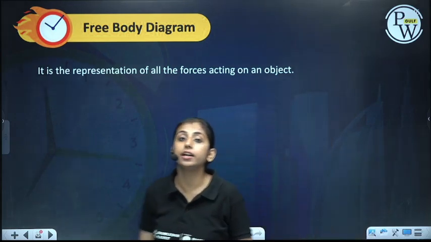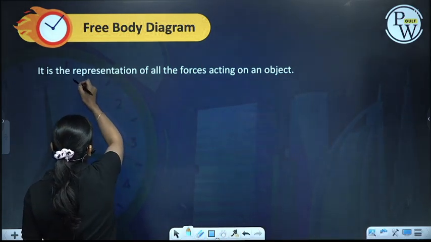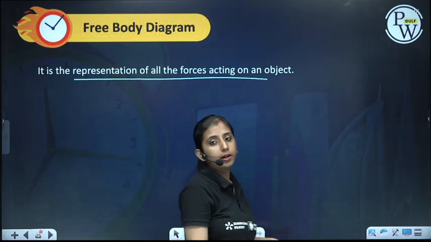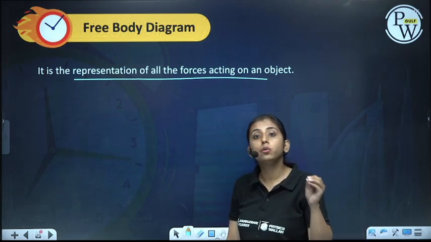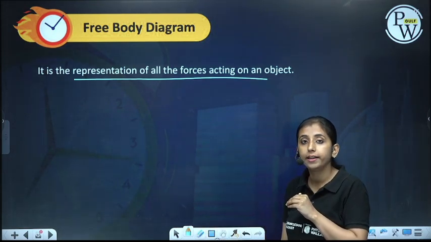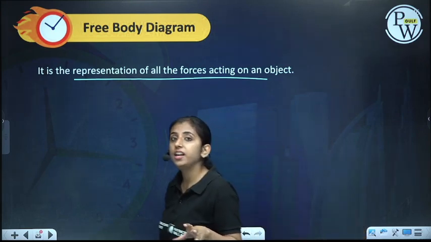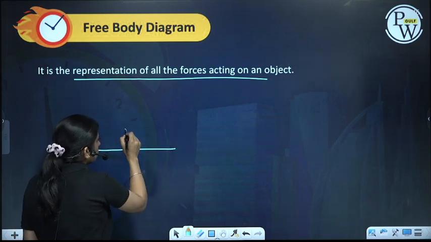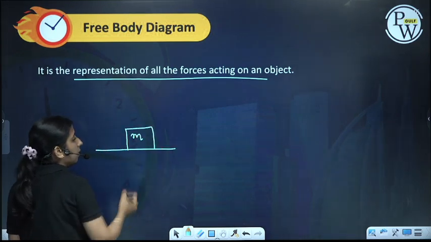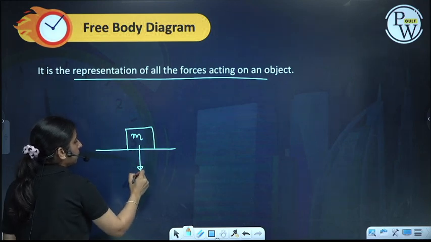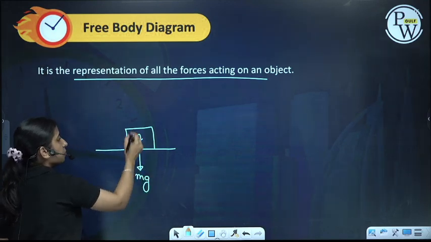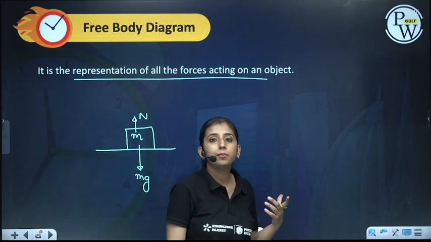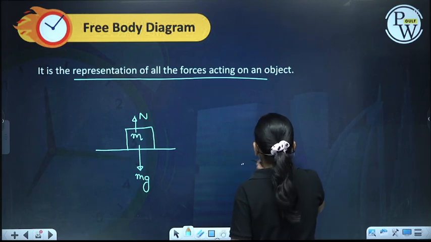Now see next, what is a free body diagram? If we draw all the forces acting on a body, then that diagram is called a free body diagram, okay? So if we have a mass m lying on the ground, what will we have? Mg force is acting on this body downwards, and normal reaction is acting upwards. This is the free body diagram, okay?